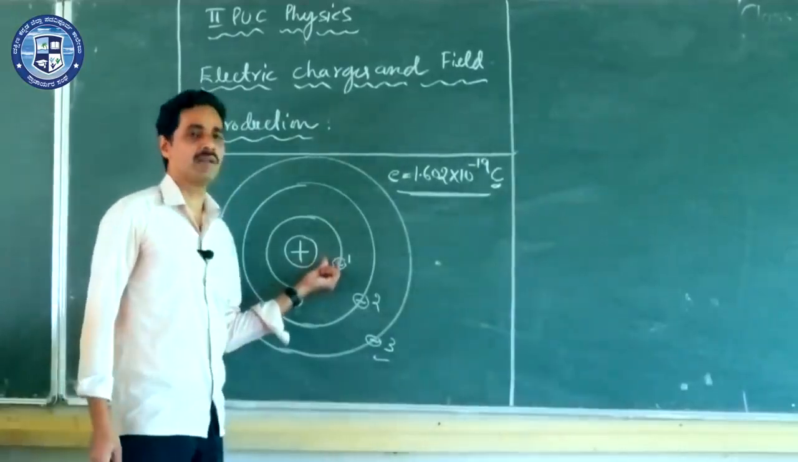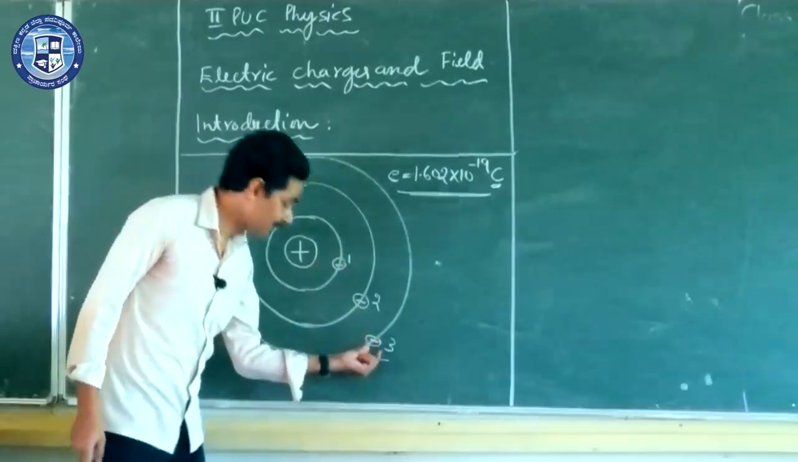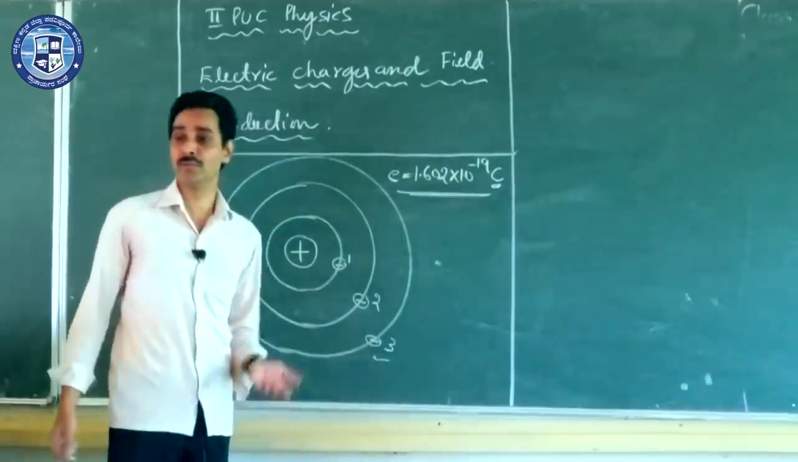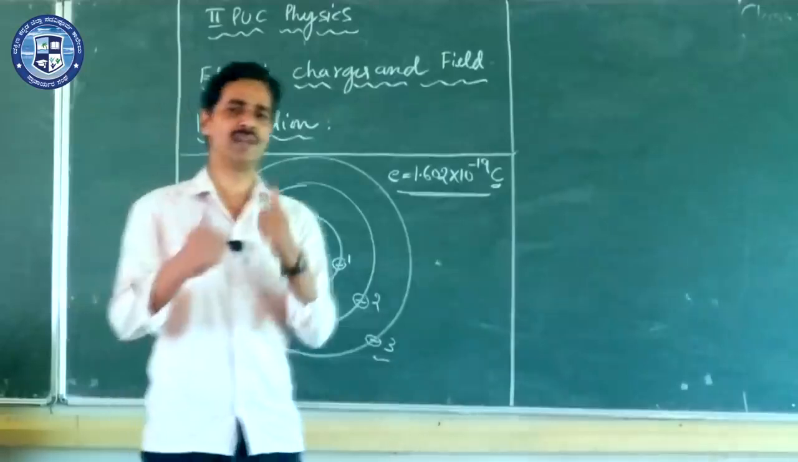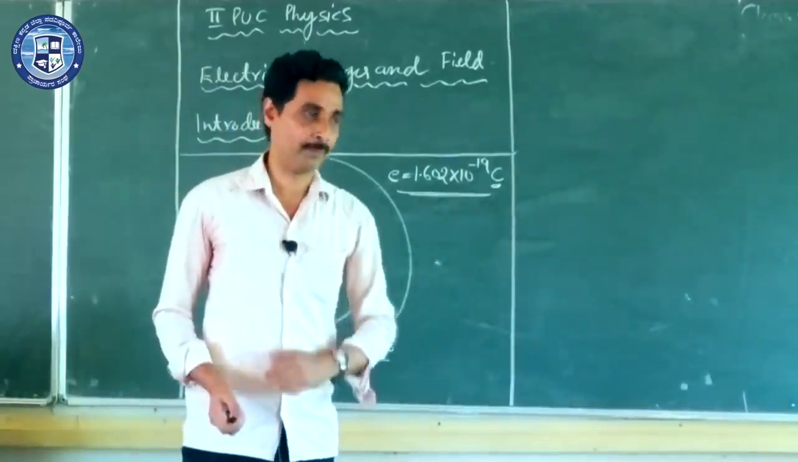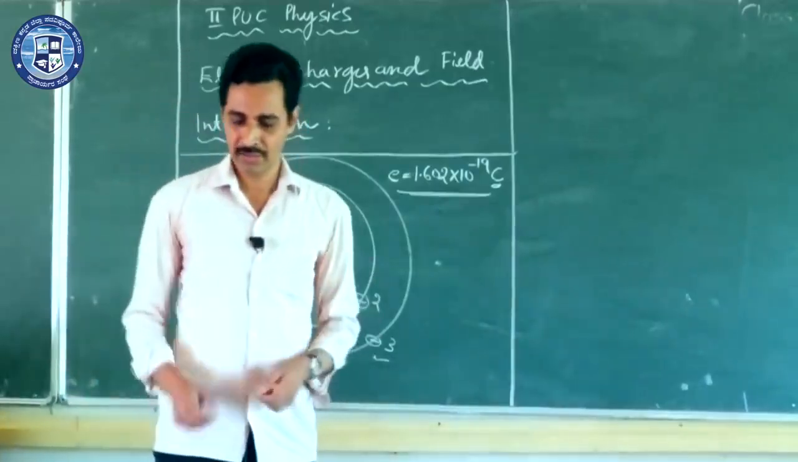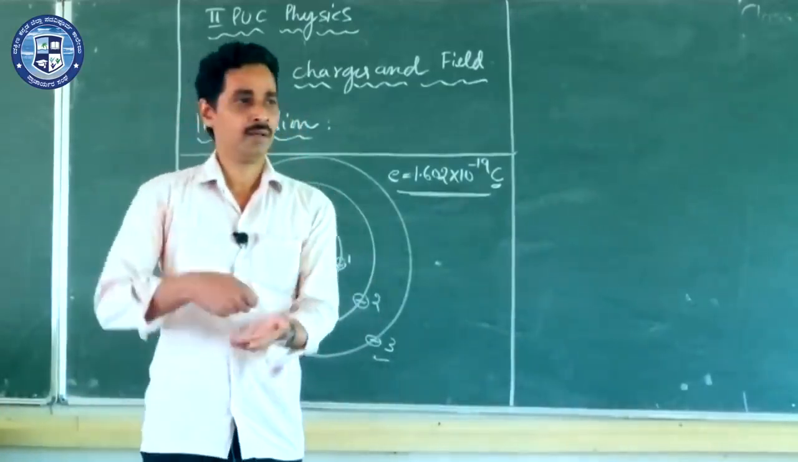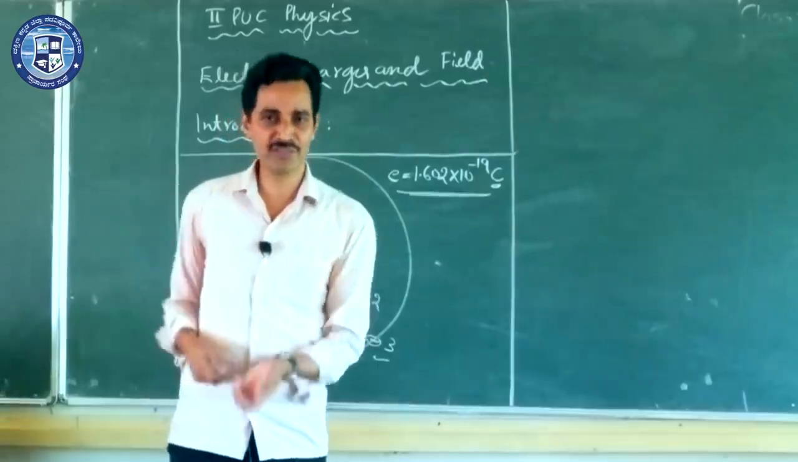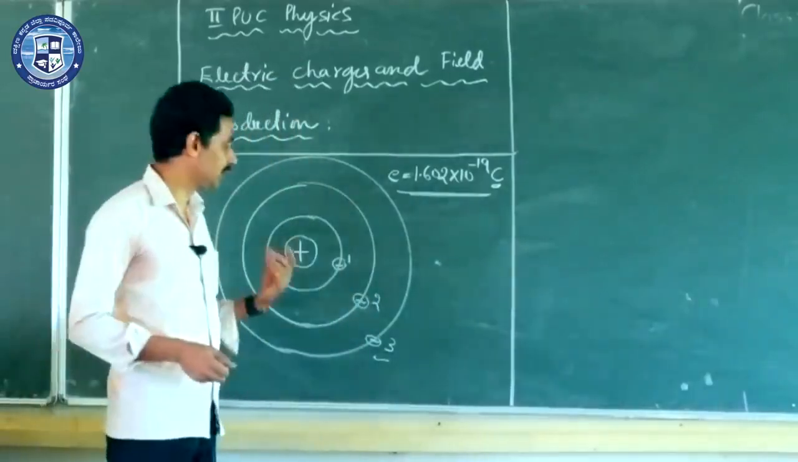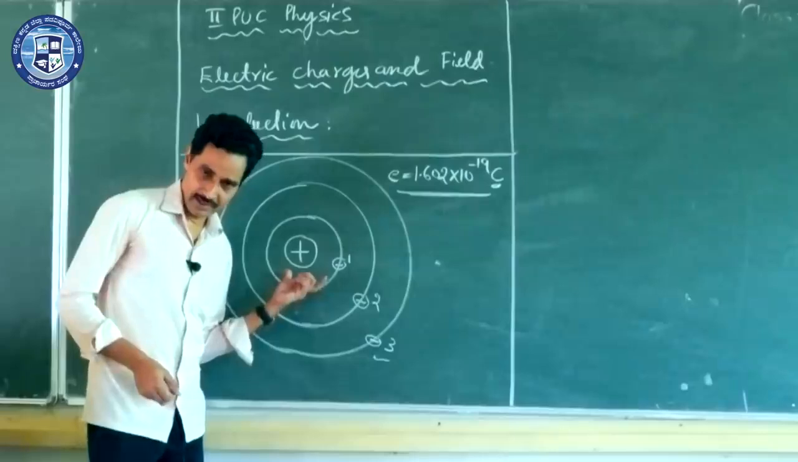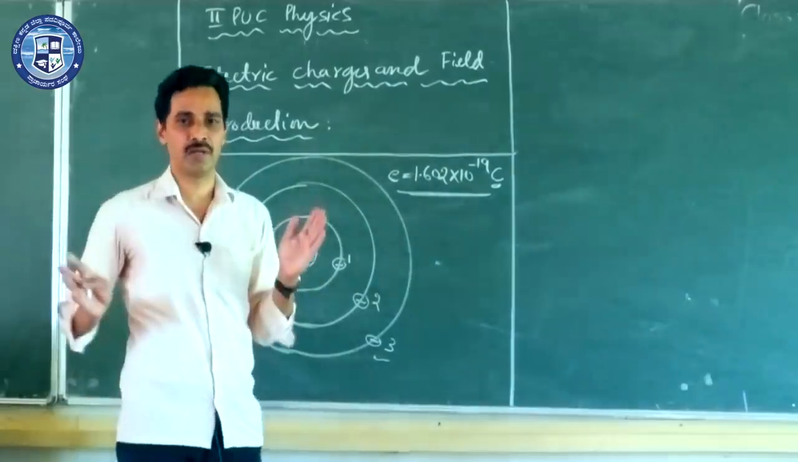So this needs a lot of positive energy to remove, whereas here, electron 3, the outermost electron, is ready to come. Give me a small amount of energy, I will come. That is what happened when I rub a straw against my fingers, or when I rub this comb against your cloth. Everything happens like this. Basically, every atom is neutral.